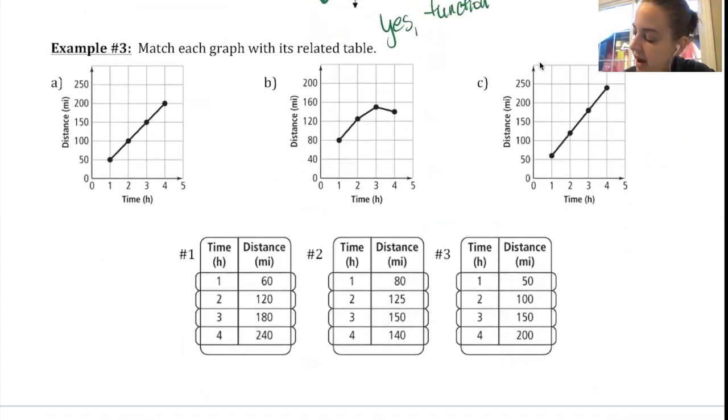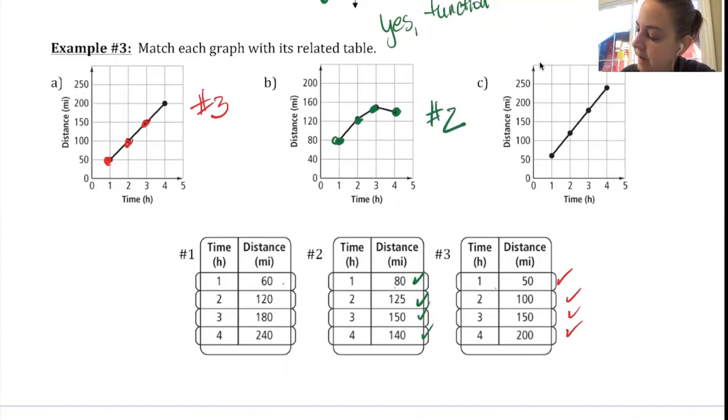Example 3, match each graph with its related table. So you want to match the values. So this one starts at 150, which this is 160, this is 180, this is 150. So let's keep checking. 150, 2, 100, 3, 150, and 4, 200. All right, so A is number 3. Letter B starts out at 180, which this one starts out at 180, 2, 125, 3, 150, I agree, and 4, 140. So this one is number 2.